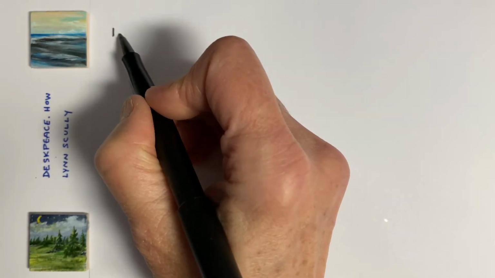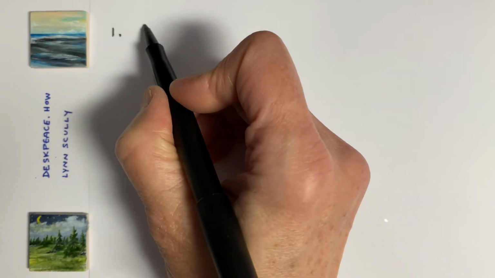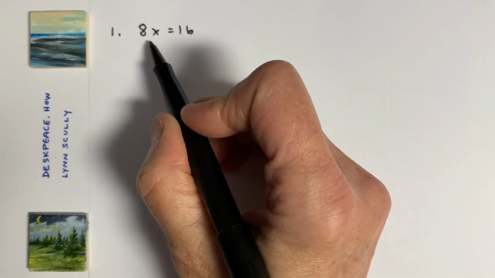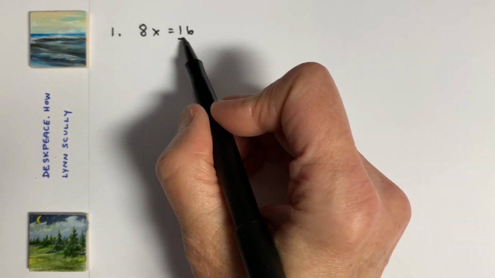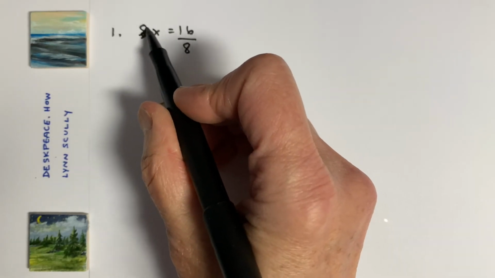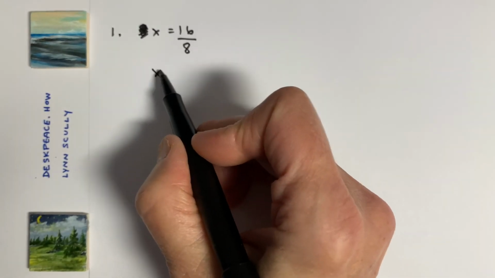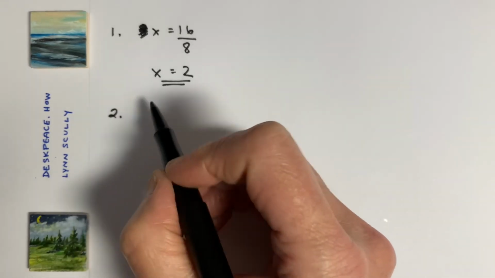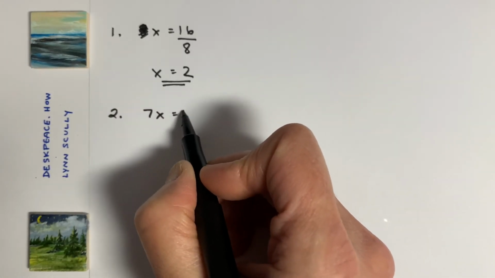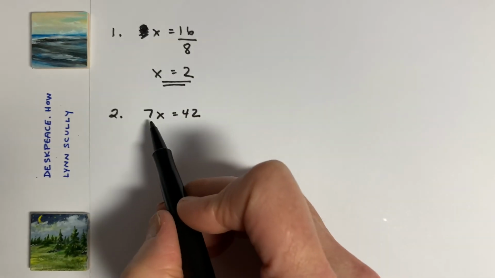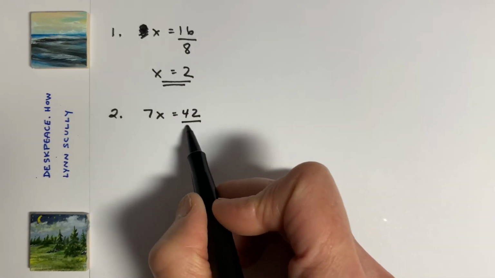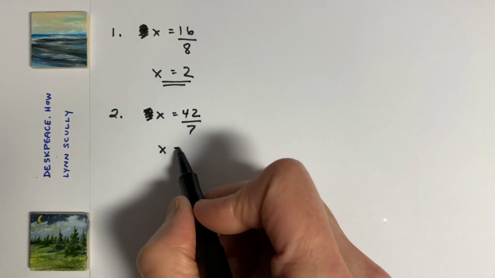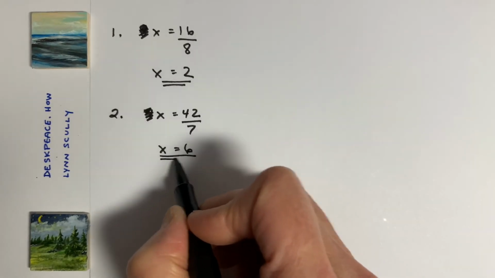Number 1. 8x equals 16. 8 is attached to the x by multiplication. Move it by division to the other side of the equal sign. And I'm getting x equals 2. Number 2. 7x equals 42. I want to get the x alone. 7 is attached by multiplication. Move it by division to the other side of the equal sign. I'm getting x equals 6.